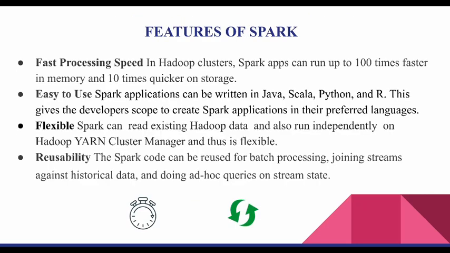So now I'll be discussing the features of Spark. In Hadoop clusters, Spark apps can run up to 100 times faster in memory and 10 times quicker on storage. So hence they have a fast processing speed. Also, Spark applications can be written in any language: Java, Scala, Python, and R. This gives the developers scope to create Spark applications in their preferred languages, so hence they are easy to use. Also, they can read existing Hadoop data and also run independently on Hadoop Yarn Cluster Manager, and thus is flexible. The Spark code can be reused for batch processing, joining streams against historical data, and doing ad hoc queries on stream state.